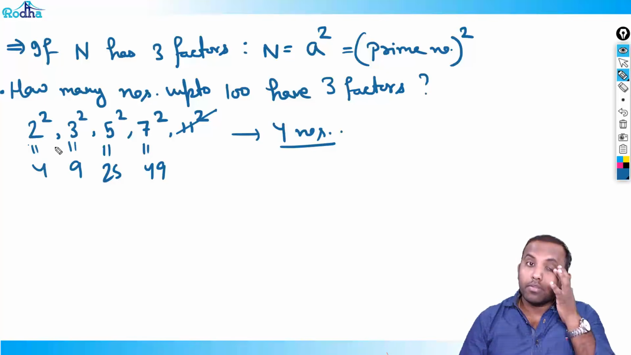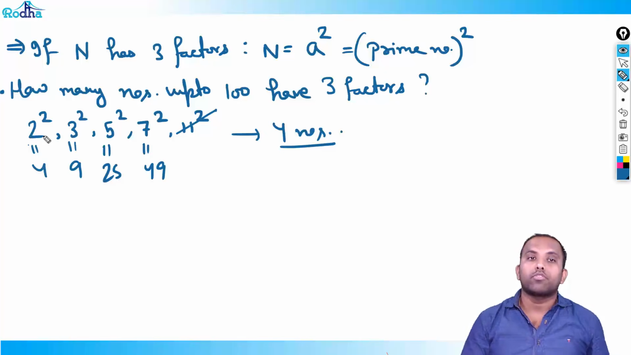So what does having 3 factors mean? All the numbers of the form prime number square.